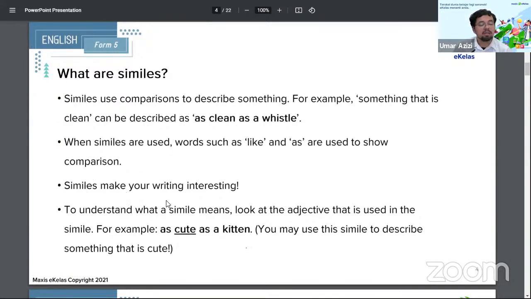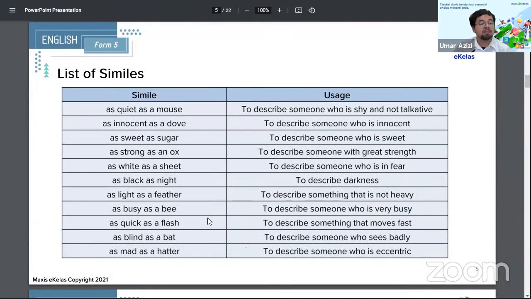Similes also make your writing interesting as a Rubik's Cube. To understand what a simile means, look at the adjective that is used in the simile. For example, as cute as a kitten. You may use the simile to describe something that is cute. So you have the first part, second part, cute as a kitten, to give you a comparison of how cute that thing can be. Now, here are some similes that you can use.